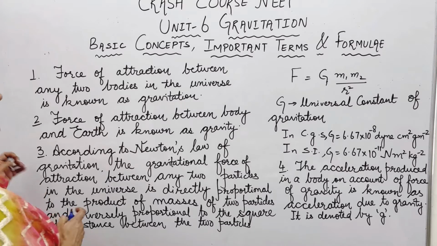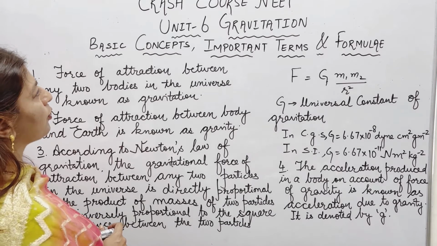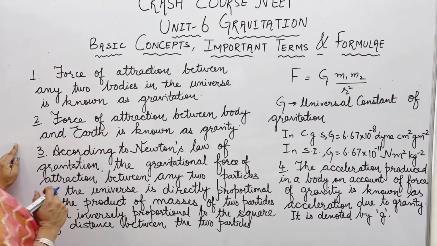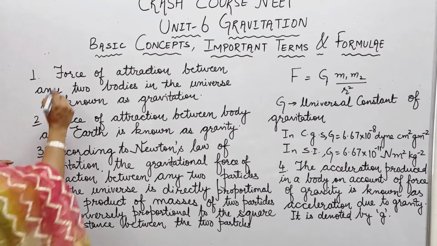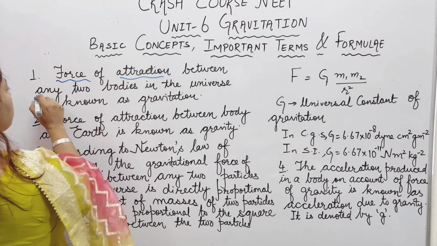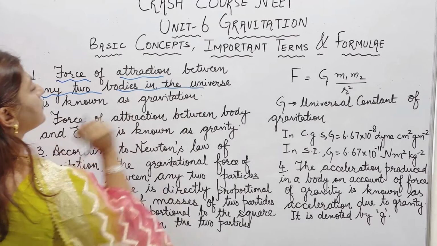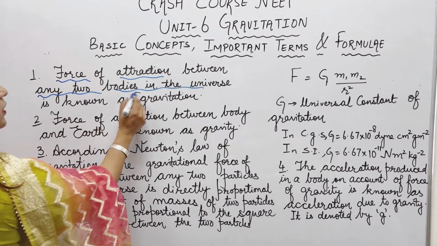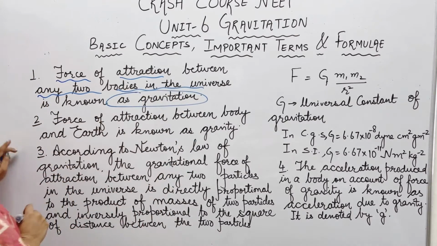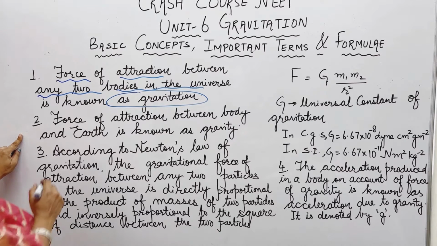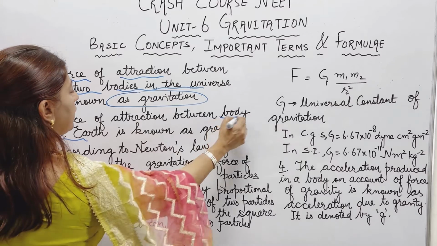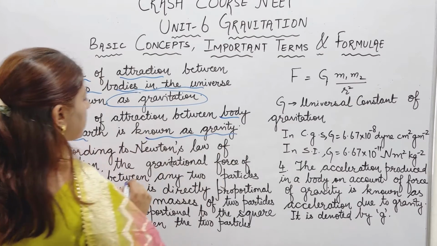Here we are taking the basic concepts, important terms and formulae of unit number 6, gravitation. The first one is the force of attraction between any two bodies in this universe, known as gravitation. The second important thing is the force of attraction between a body and the Earth, known as gravity.